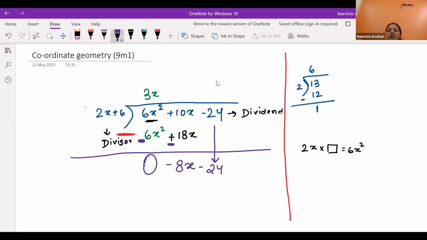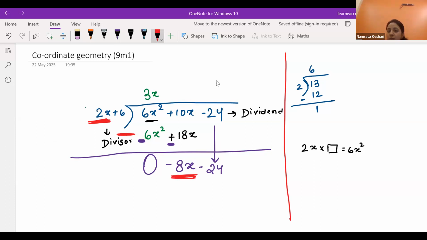Now again we will be starting from the beginning. That means again we will see the first term over here, and again we will see the first term over here, just to have an idea what will be there in the quotient part. So what should we multiply?